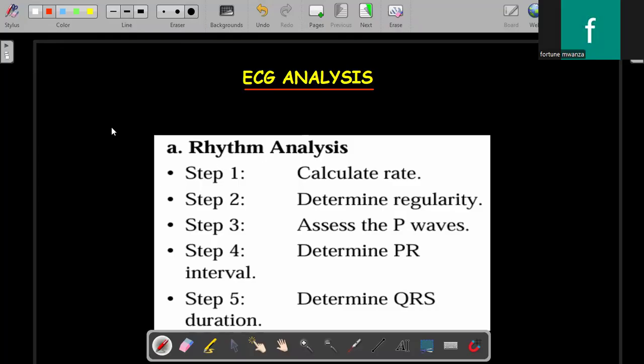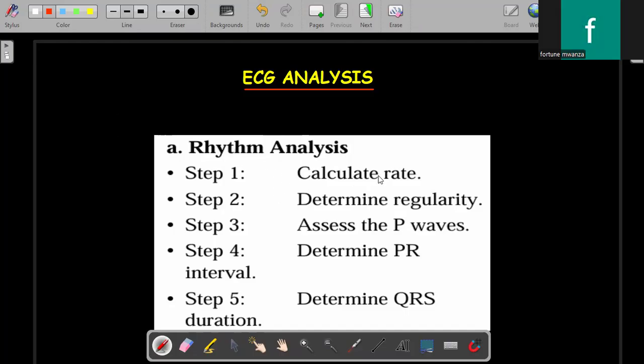Tutor Fortune here. In this video, I'm going to show you how you can analyze your ECG by undergoing these 5 steps. Then later, I'll show you how you can analyze arrhythmia. I'll give you one example of the arrhythmias and how you can analyze or diagnose it after analyzing your ECG. So the 5 steps you need to undergo when analyzing your ECG are these here.